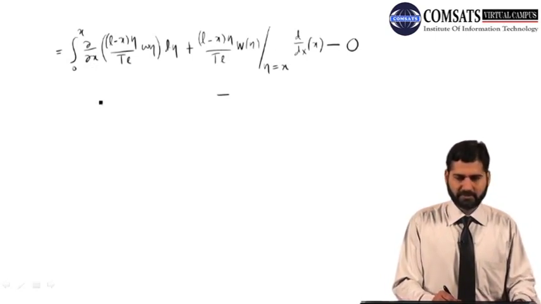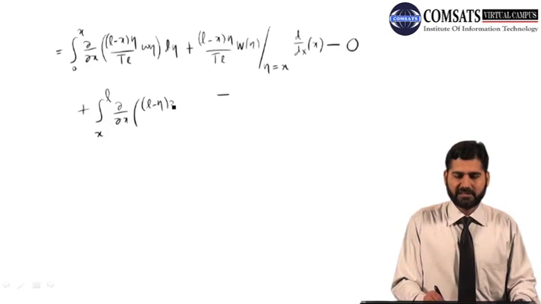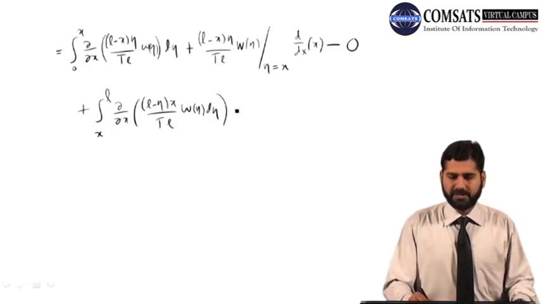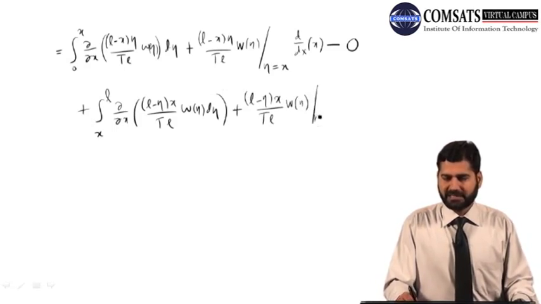And then the second one was from x to L. We are again getting the same thing inside because I can bring the integral in. This is w of eta d eta, and plus I need to take the value of this inside function at eta equal to L, but the derivative of L will make it 0.